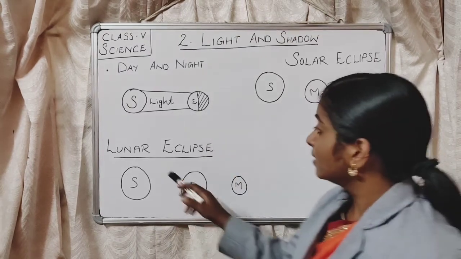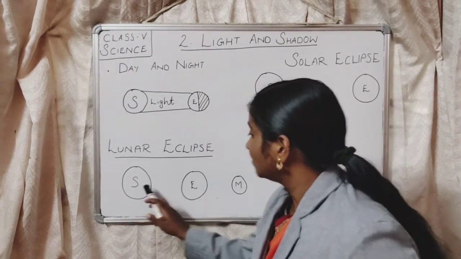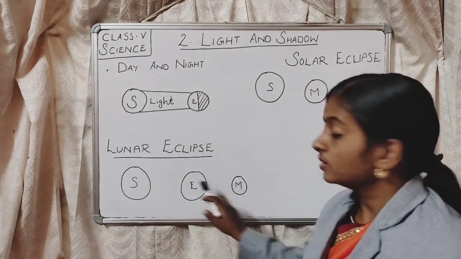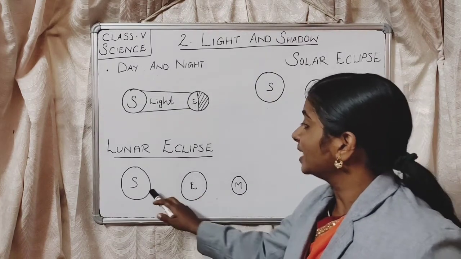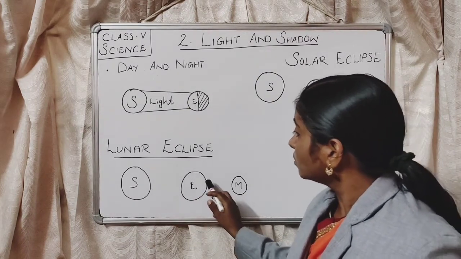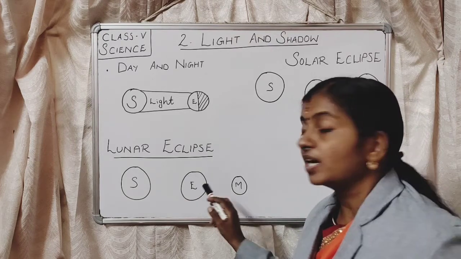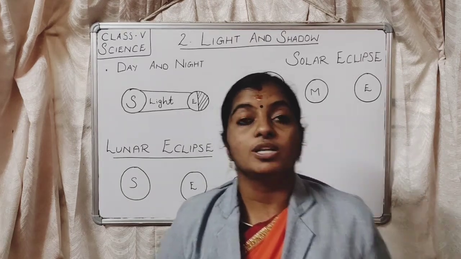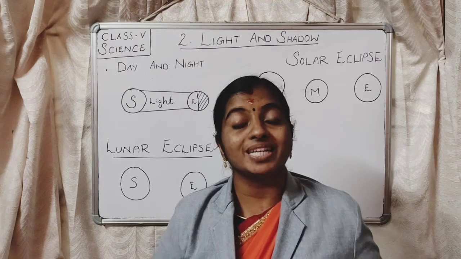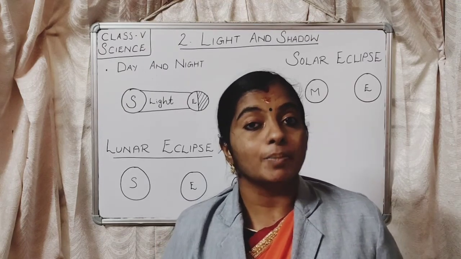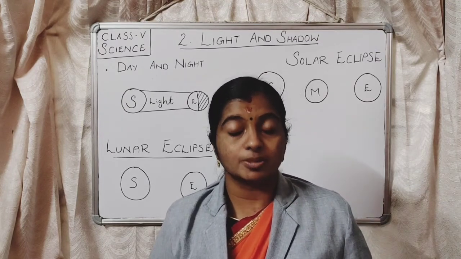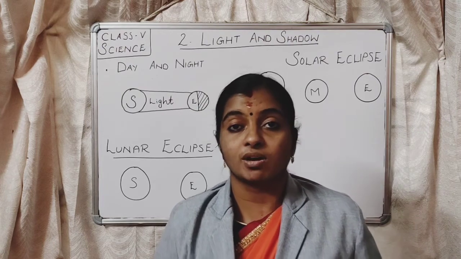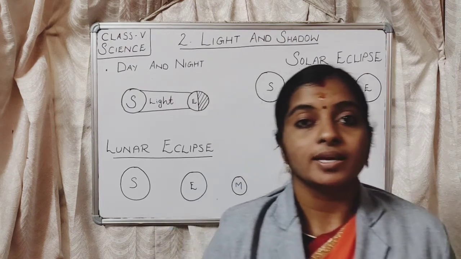So when the earth is coming in between the sun and the moon, the moon will be blocked from getting the light of the sun. So the moon will not be visible to some part of the earth, and that is called the lunar eclipse. And if it is completely not visible, it is called a complete lunar eclipse or total lunar eclipse. And if it is partly not visible, it is called a partial lunar eclipse.